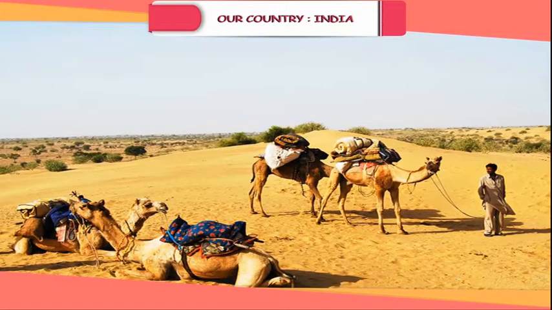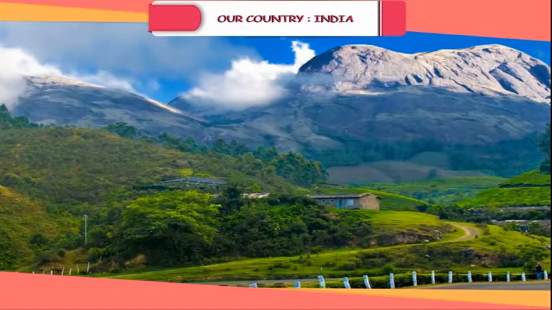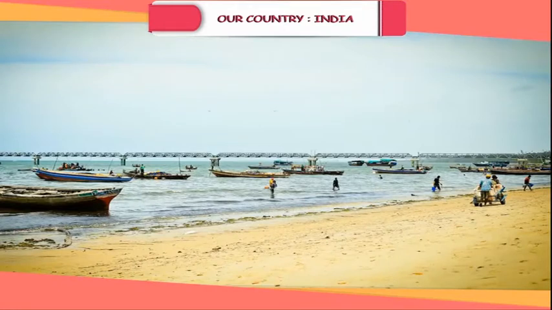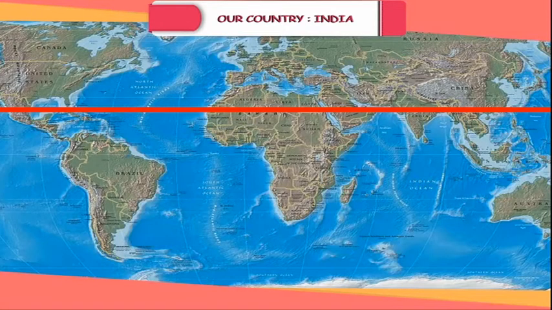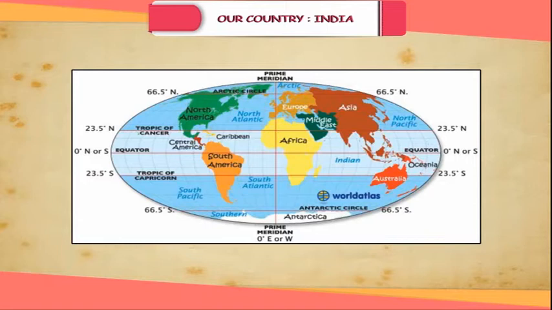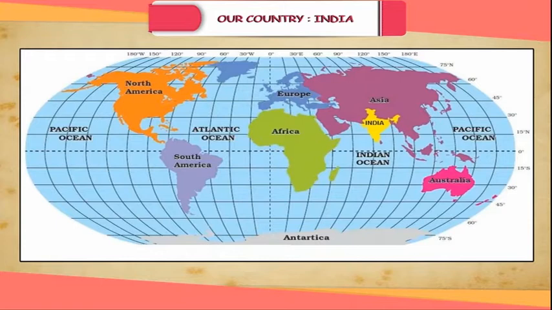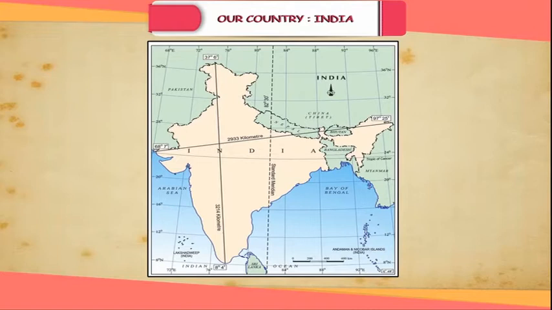The diversity of landforms is exhibited by the great Indian deserts, lofty mountains, the northern plains, the coasts and islands. India is located in the northern hemisphere. The Tropic of Cancer runs about midway through the country. From south to north, the mainland of India extends between 8 degrees 4 minutes north and 37 degrees 6 minutes north latitudes. From west to east, India extends between 68 degrees 7 minutes east and 97 degrees 25 minutes east longitudes.